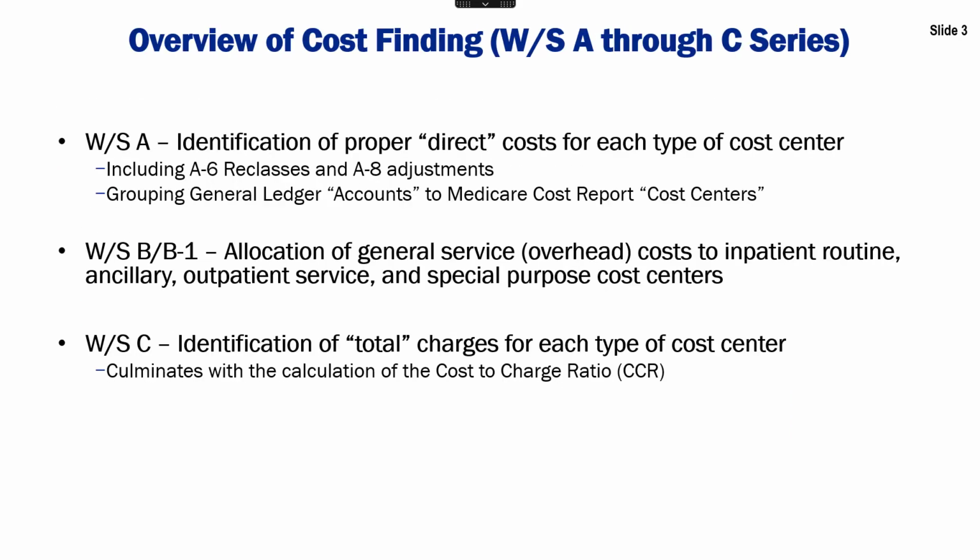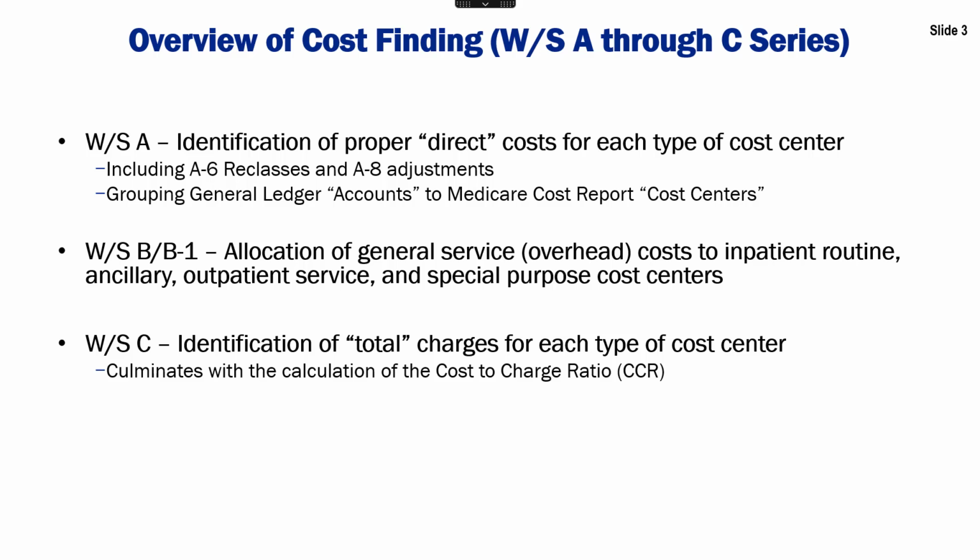So first of all, let's talk about cost finding in general. The idea, one of the main purposes of the Medicare Cost Report, is to identify, out of all the total costs that a Medicare provider has, how much of them relate to providing services to Medicare patients. Now, there are a few different ways this is done, and we're going to talk about this by starting off with Worksheet A. This is the identification of the proper direct costs for each type of cost center.